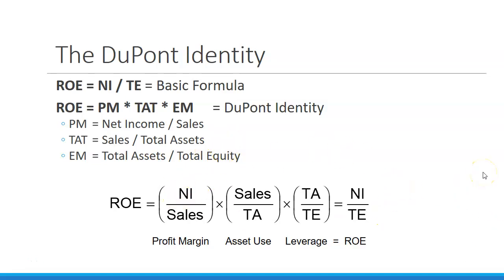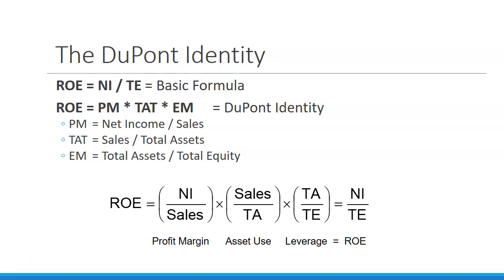When we expand on financial ratio analysis, one of the measures that we talk about is the DuPont identity. The DuPont identity extends out the return on equity formula to look at the components that go into return on equity. The basic formula for return on equity is net income divided by total equity. However, we can look at the different components of the DuPont identity.